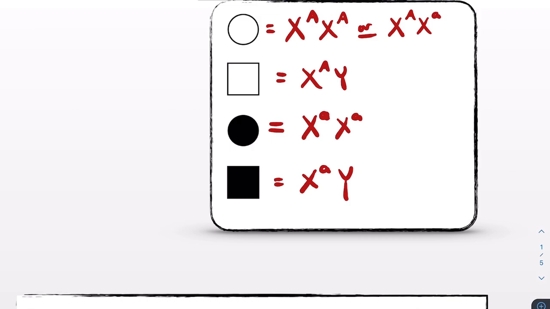Males are the easy ones for once in our life. We have X big A and a Y, or X little a and a Y. And then if you're an affected female, she has to be homozygous recessive.